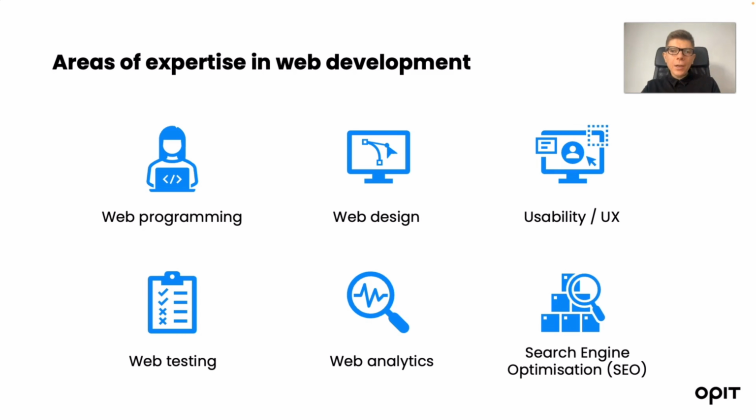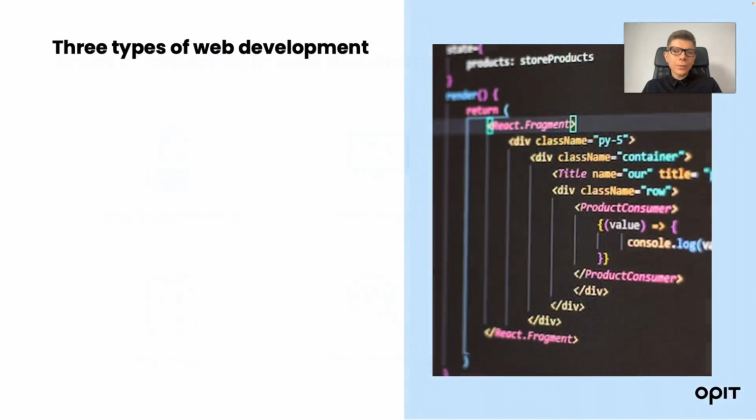So as you can see here, we have a lot of ground to cover if we want to understand the scope of web development. But to put it slightly differently, if we talk strictly about producing websites, we may consider three types of web development.